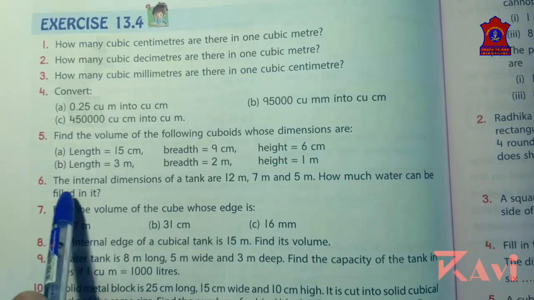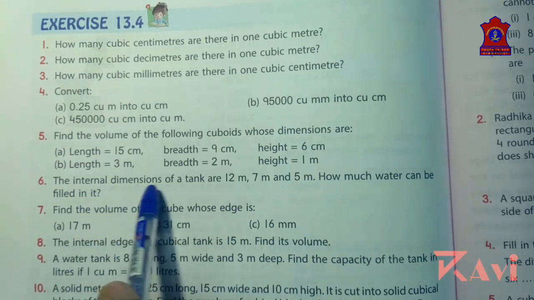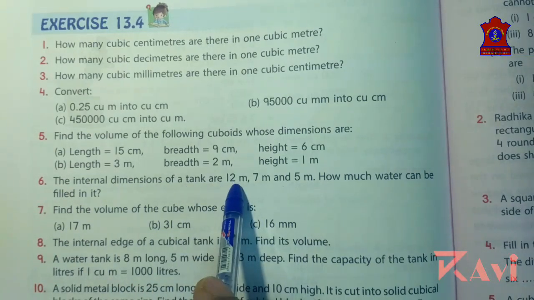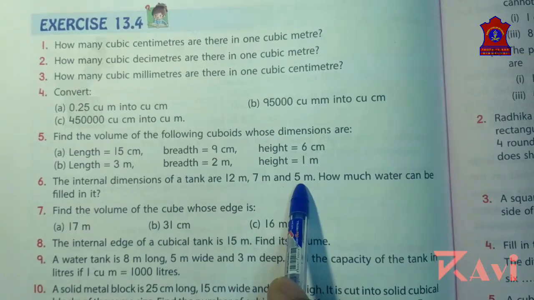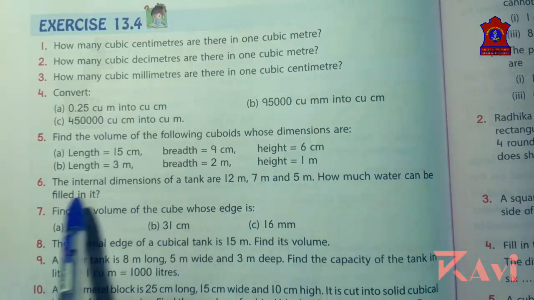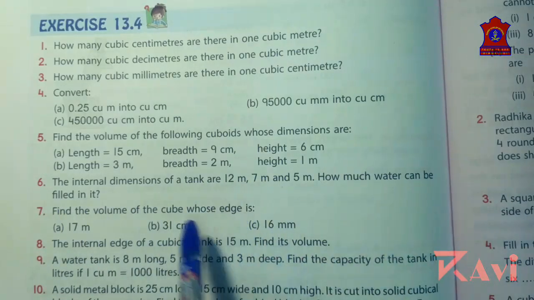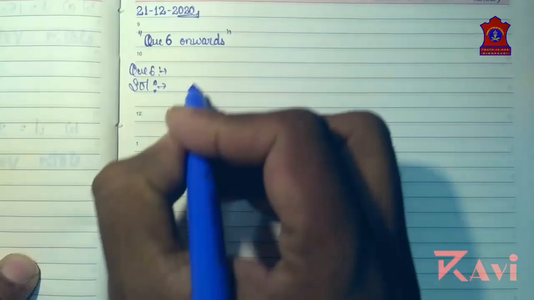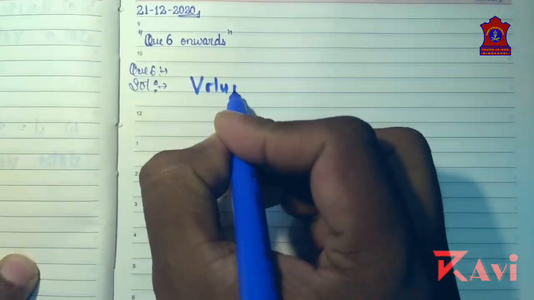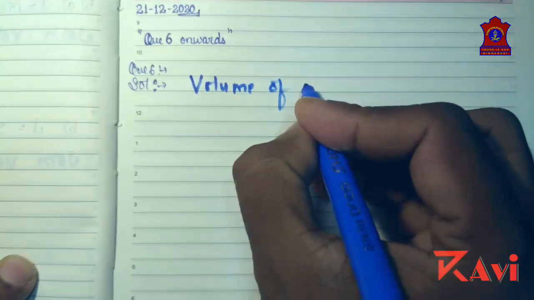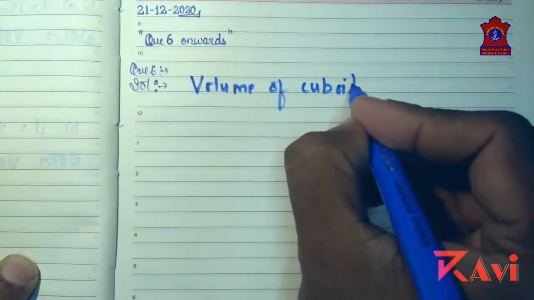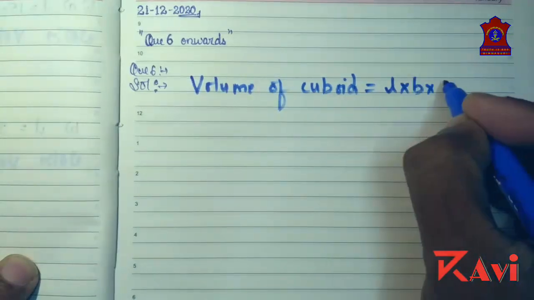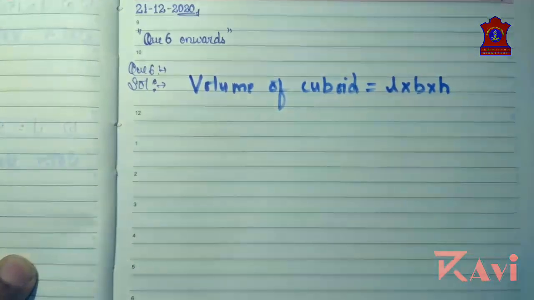Let's read question number 6. The internal dimensions of a tank are 12 meter, 7 meter, and 5 meter. How much water can be filled in it? See, the tank is a cuboidal tank. So let's use the formula volume of cuboid to find it, equals to length into breadth into height.